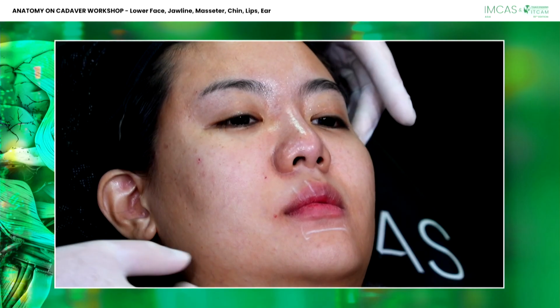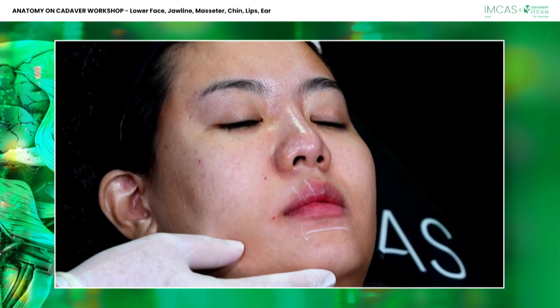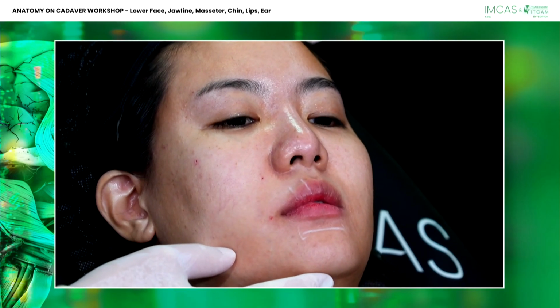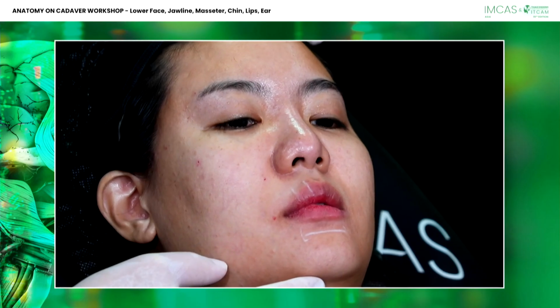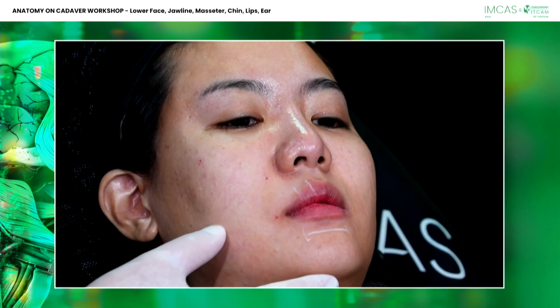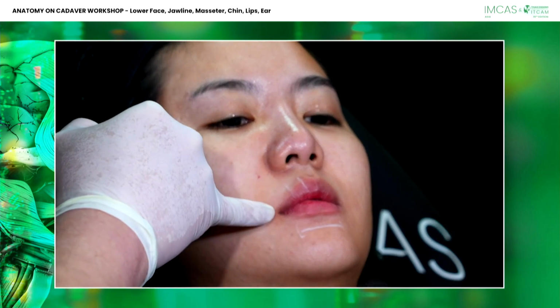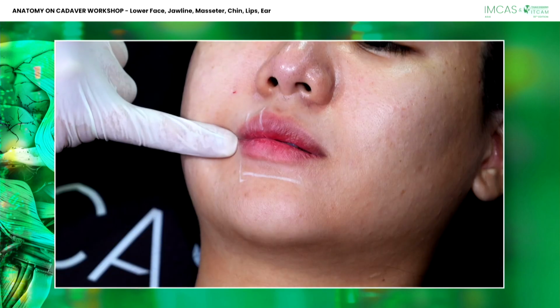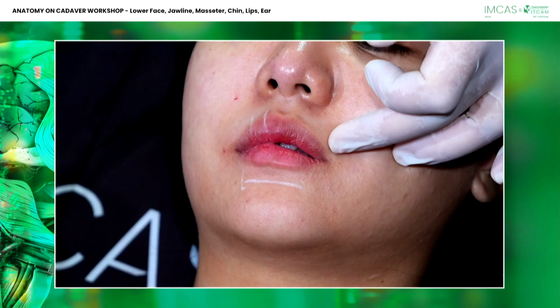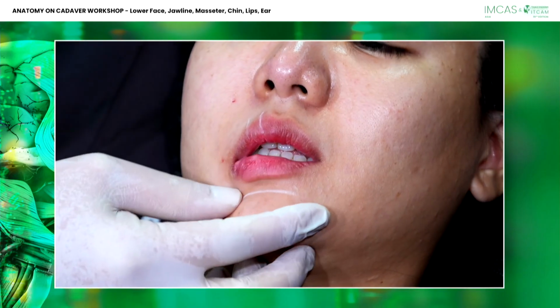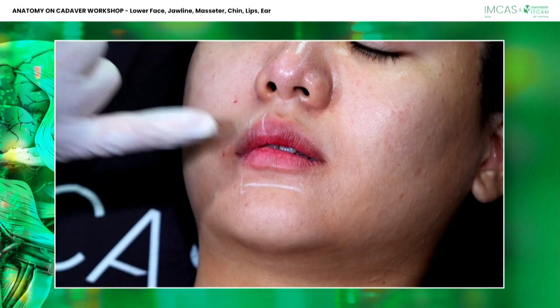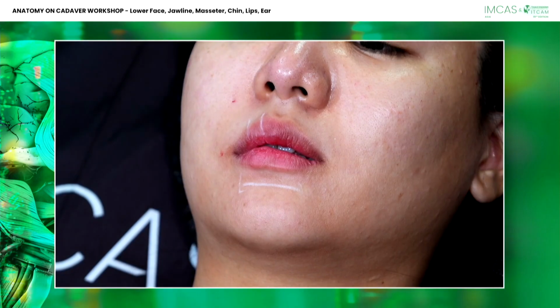Okay, now we finish this side, and if the camera zooms in, you will see the difference between left and right. Now the corner of this side is already turned up. This is still downward. Next step, I'm going to do the other side.